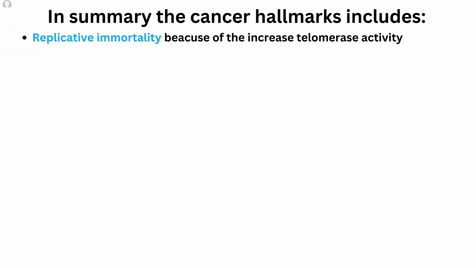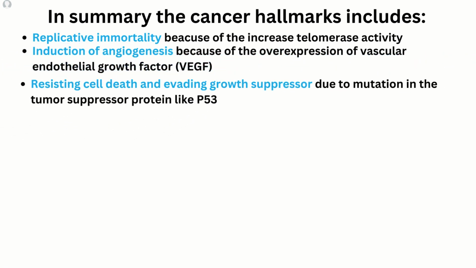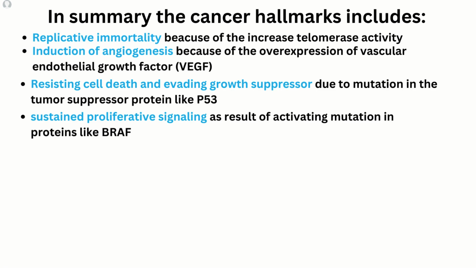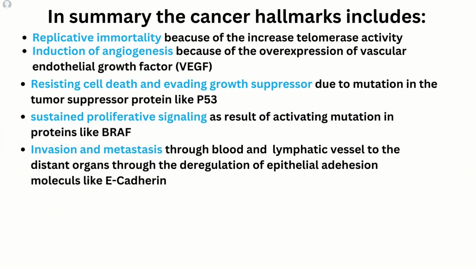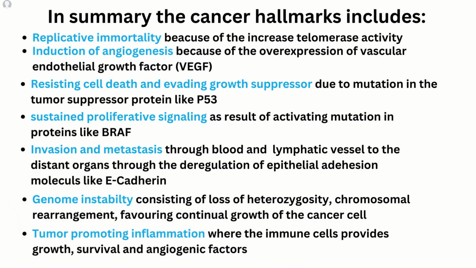In summary, the cancer hallmarks include replicative immortality because of the increased telomerase activity, induction of angiogenesis because of the overexpression of vascular endothelial growth factor, resisting cell death and evading growth suppressor due to the mutation in the tumor suppressor protein like p53, sustained proliferative signaling as a result of activating mutation in protein like BRAF, invasion and metastasis through blood and lymphatic vessel to the distant organs through the deregulation of epithelial adhesion molecule like E-cadherin, genome instability consisting of loss of heterozygosity, chromosomal rearrangement that favor continual growth of the cancer cell, and the last, tumor promoting inflammation, where the immune cells provide growth, survival, and angiogenic factors.